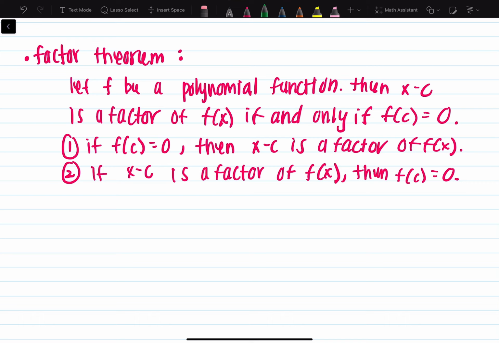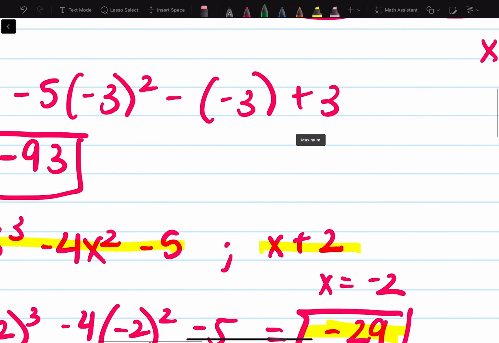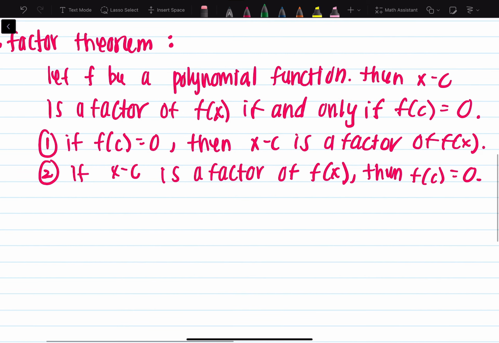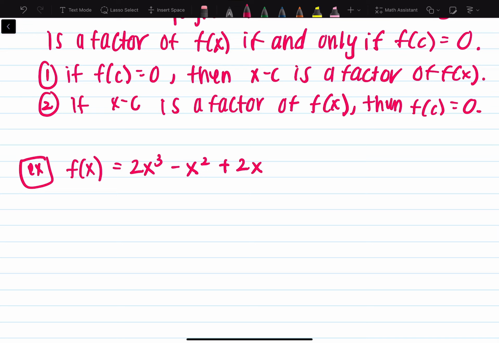So I'm going to go ahead and show you an example of what I mean by this. Essentially, if you are ever given a polynomial and you get a remainder of 0, then you know that the expression they asked you to divide by is a factor of your polynomial. So let's go ahead and do an example. Let me say that, for example, I give you f of x is equal to 2x cubed minus x squared plus 2x minus 3.